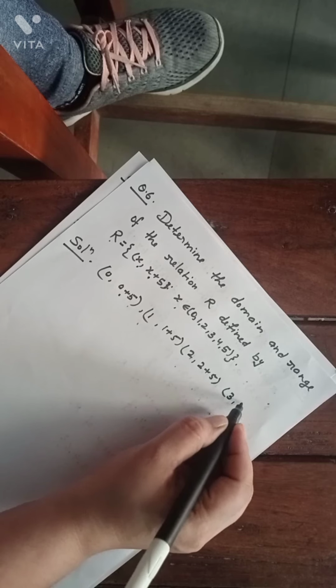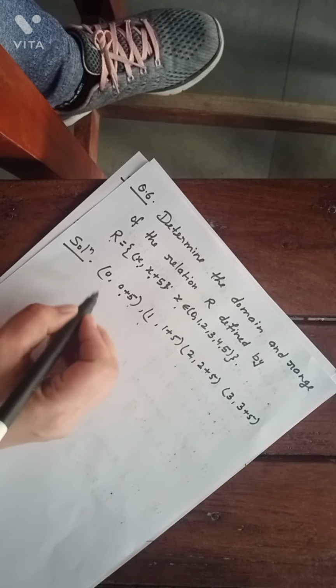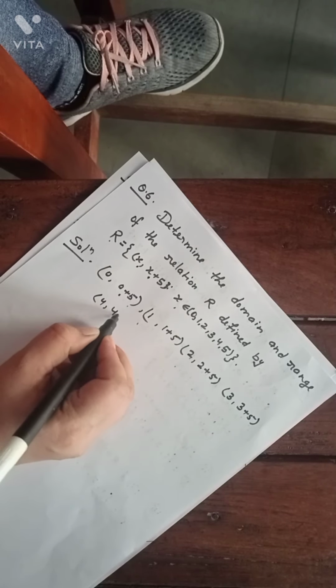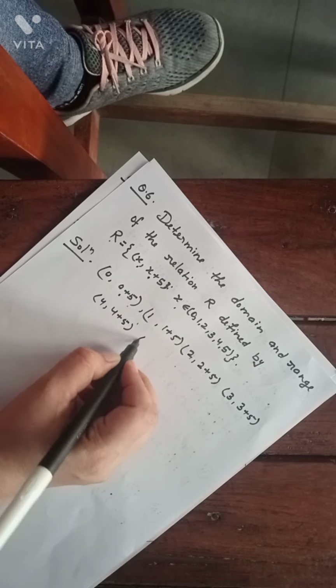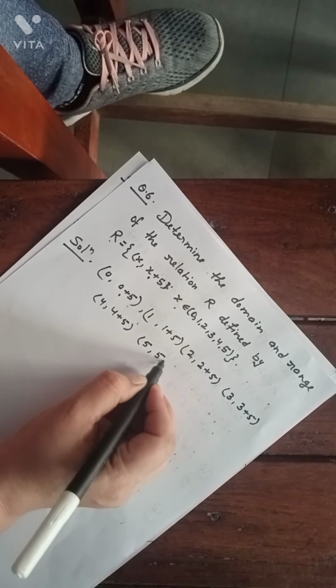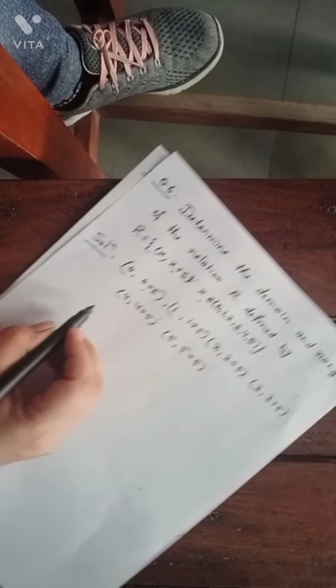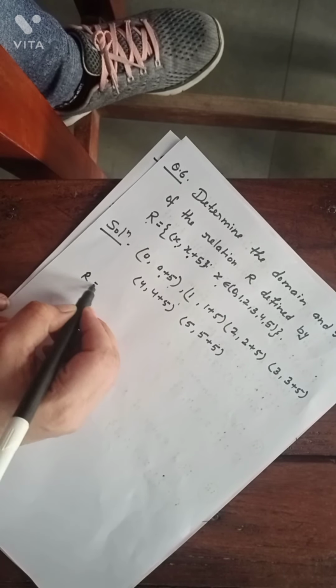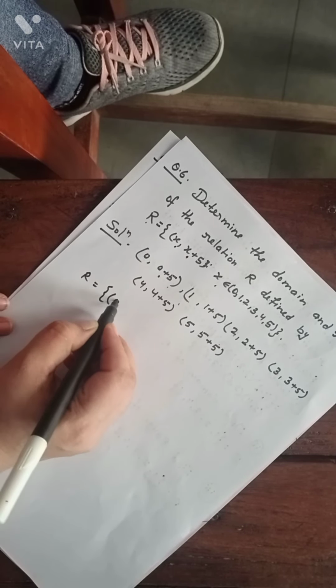If we are taking 3, then the second element is 3 plus 5. If we are taking 4, the second element is 4 plus 5. And if we are taking 5, then the second element is 5 plus 5. Okay, so here we construct our relation capital R is equal to {(0, 5).